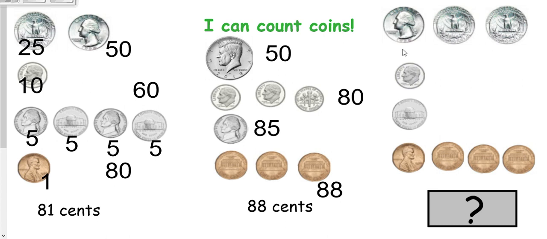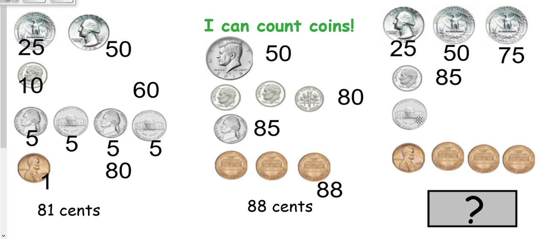1 quarter is 25 cents. 2 quarters is 50 cents. 3 quarters is 75 cents. So I know I have 75 cents so far. Now I'm going to add a dime. A dime is worth 10 cents. So when I add 10 cents to 75 cents, only my tens place will change. So if I had 75 and I add 10, now I have 85. I have 85 cents.